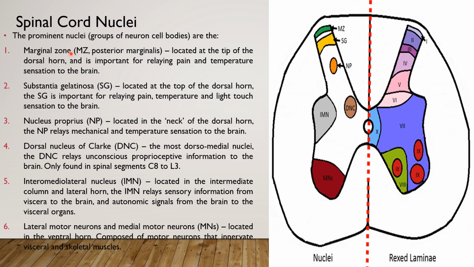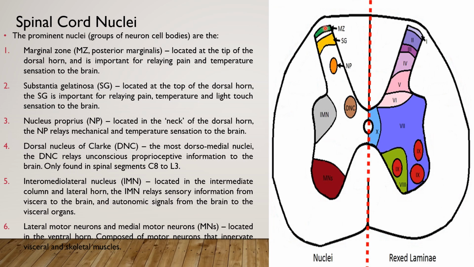The marginal zone, the short form is MZ, otherwise posterior marginalis. It is located at the tip of the dorsal horn, and it is important for relaying pain and temperature sensation to the brain. This is the butterfly shaped grey matter, and on this side we can see the different nuclei of the grey matter. The first is marginal zone, MZ.